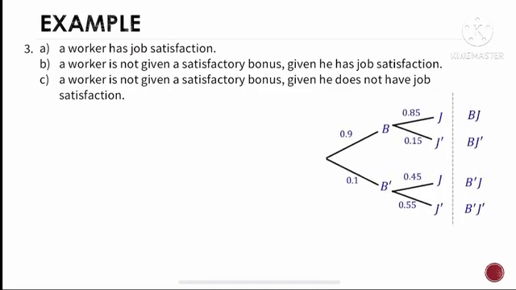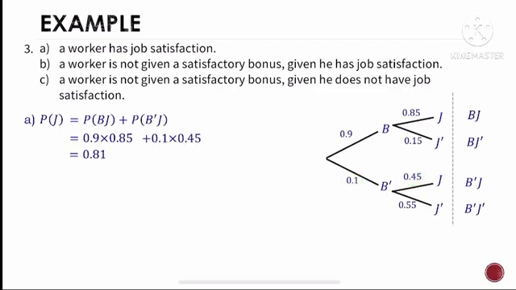To find these probabilities, we refer to the tree diagram. Question A: the probability that a worker has job satisfaction is P(J), which equals P(BJ) plus P(B'J). For P(BJ), it is 0.9 multiplied by 0.85. For P(B'J), it is 0.1 multiplied by 0.45. So the answer is 0.81.